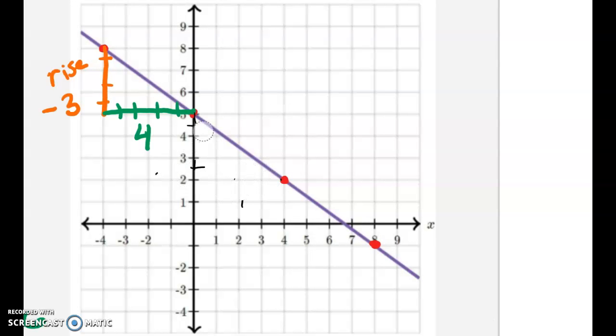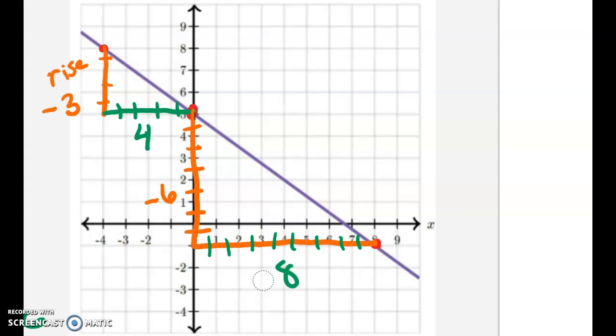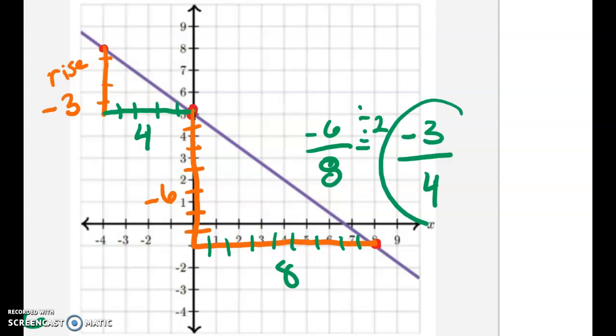If I didn't see those two clear points, and I only saw this one right here and this one here, if I rose all the way down to here and over, I'd have 1, 2, 3, 4, 5, 6. So I have -6 and 1, 2, 3, 4, 5, 6, 7, 8. 8. Or sorry, not -8. My bad. So in this case, could I reduce the 6/8? Absolutely. They both go into 2, so I'd still get -3/4. So that is going to be my slope 100%.